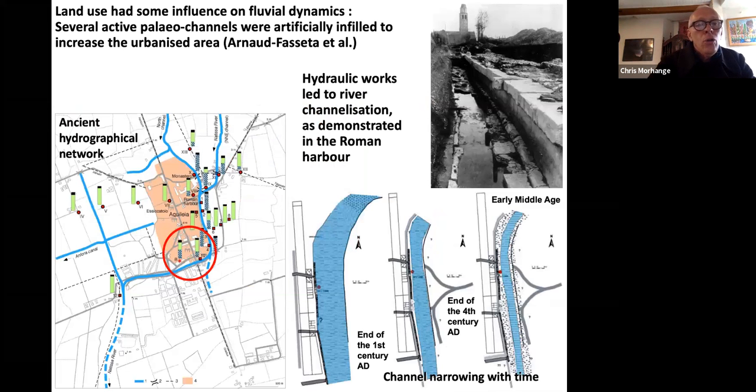For example, with Gilles, we have been able to demonstrate that the channel of the Roman harbor is narrowing with time, which now the team of Daniela Cottica is analyzing more precisely, especially for the eastern waterfront. And the land use had some influences on fluvial dynamics, mainly by reduction of some canals and creation of others.